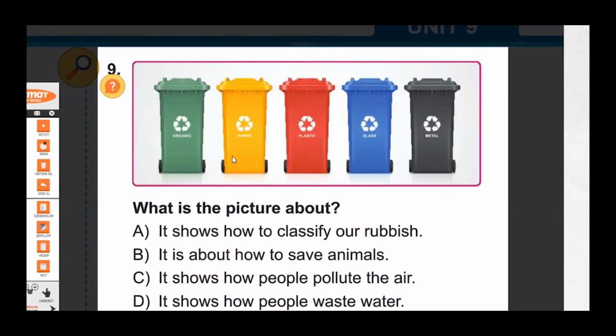Number 9. What is the picture about? It shows how to classify our rubbish. It is about how to save animals. It shows how people pollute the air. It shows how people waste water. Of course, it's A. How to classify our rubbish.